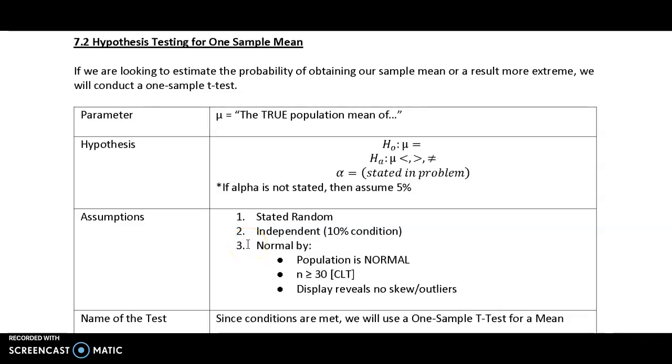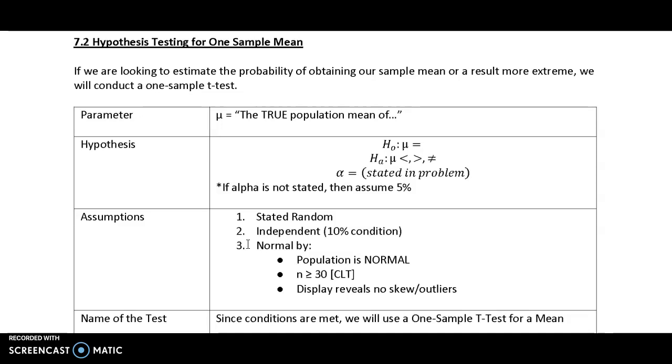All right, so now let's look at hypothesis testing for one sample mean, and actually it's hypothesis testing for a population mean. My apologies. So if we're looking to estimate the probability of obtaining our sample mean or a result more extreme, we will conduct a one sample t-test.